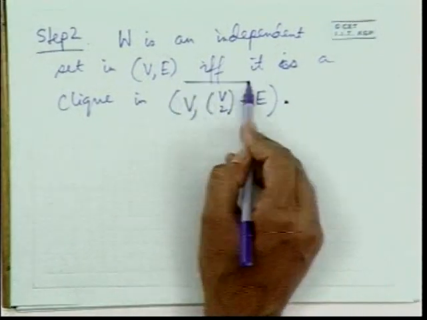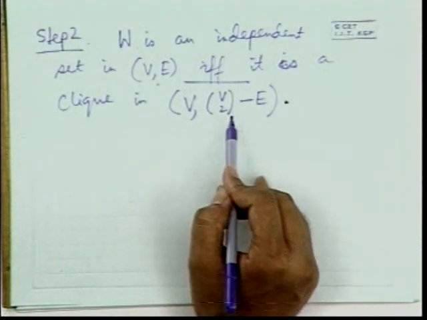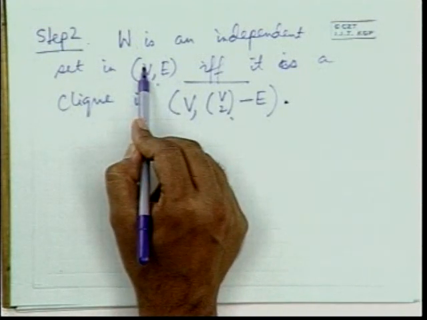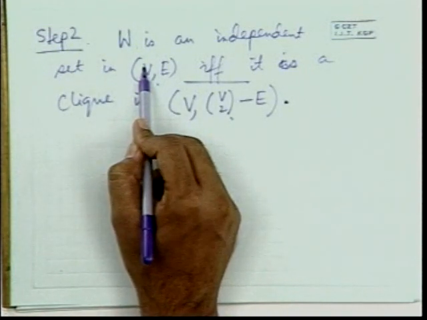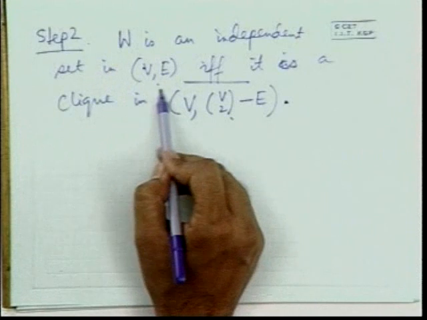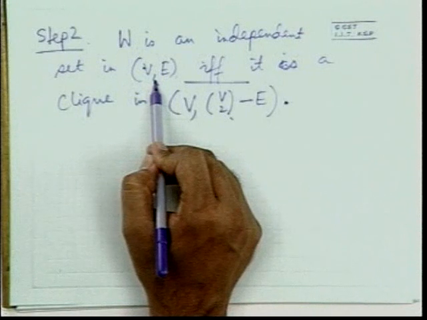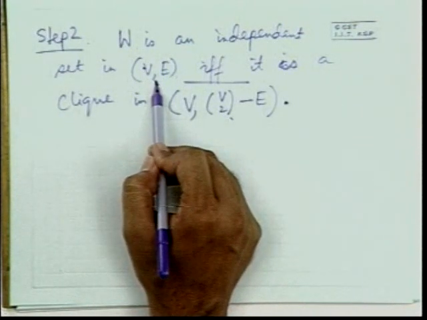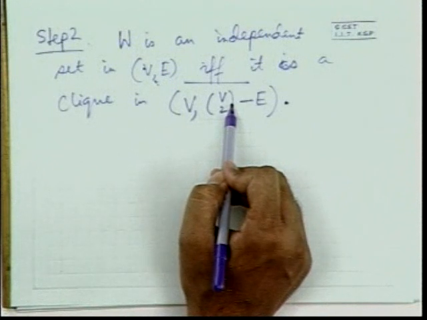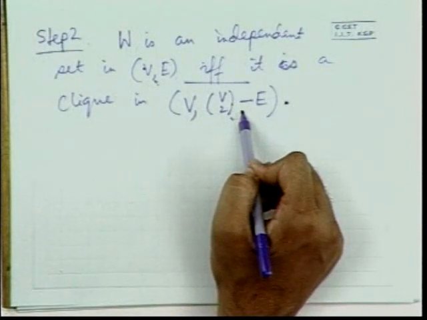So the claim is this: the W is an independent set here if W is a clique here, and if W is a clique here, they form an independent set here. How do you prove this? The proof is very simple. Because if W is an independent set here, any pair of vertex does not have edge here in that set. But that means by definition in the complement graph any pair of vertices has an edge there. So that means they form a clique here. And the logic is just the opposite to show that if this is a clique, this is an independent set here.